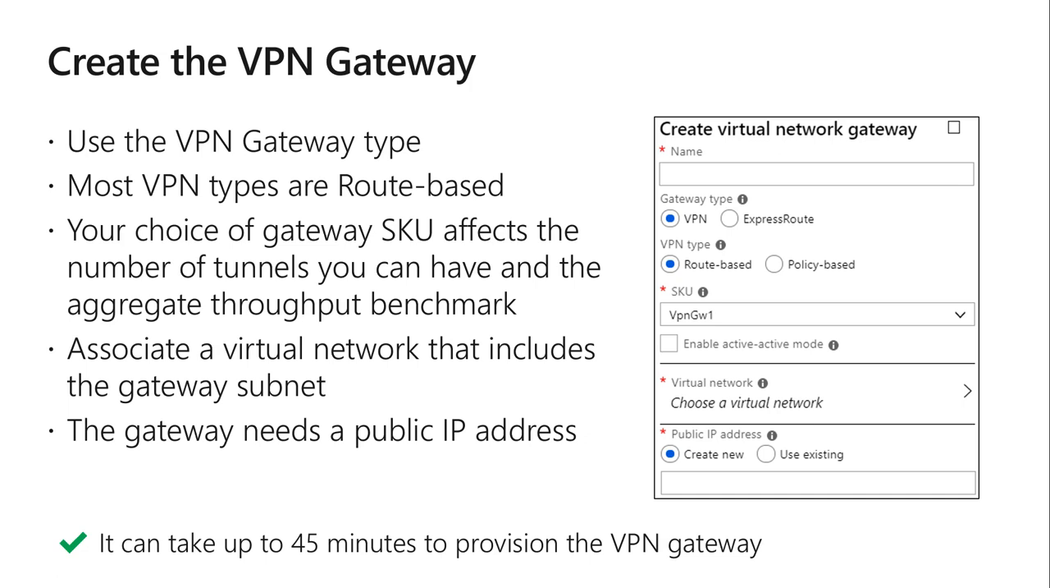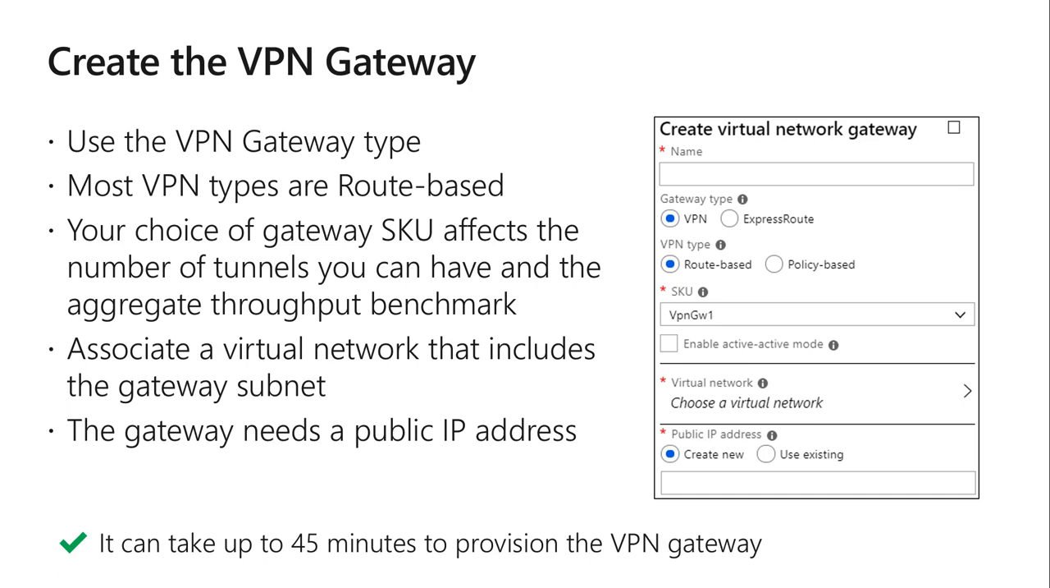Most VPN types are route-based. SKU: use the drop-down list to select a gateway SKU. Your choice will affect the number of tunnels you can have and the aggregate throughput of the benchmark. The benchmark is based on the measurement of multiple tunnels aggregated through the single gateway. It is not a guaranteed throughput due to internet traffic, different conditions happening, and your application behavior as well.